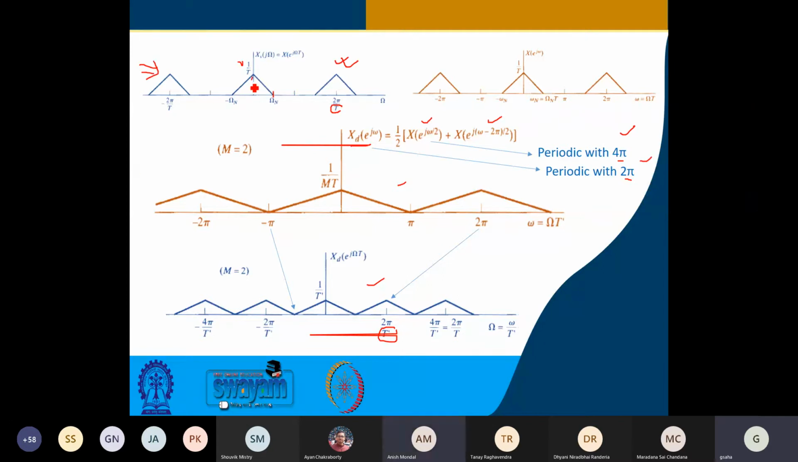But if it is like this originally, the sampled one that we are talking about, and similarly the corresponding DTFT version, so this is normal frequency, then there will be no aliasing.